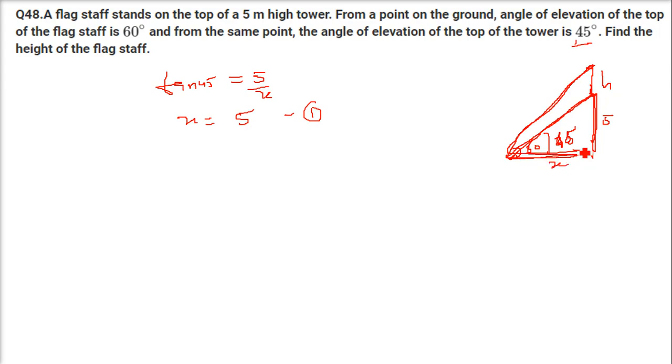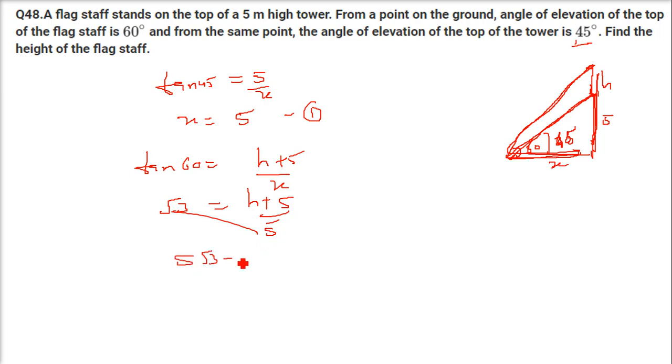Now coming to the bigger triangle, tan 60 degree. Tan 60 degree will be what? Perpendicular, that is h plus 5, where this is h and this is 5, by x. Now we know that x is equal to 5, so we can directly put 5 here, and tan 60 is root 3. So root 3 equals h plus 5 by 5. Take this there, it will be 5 root 3 equal to h plus 5. Now bring it here. So h will be 5 root 3 minus 5, which is 5 times root 3 minus 1.